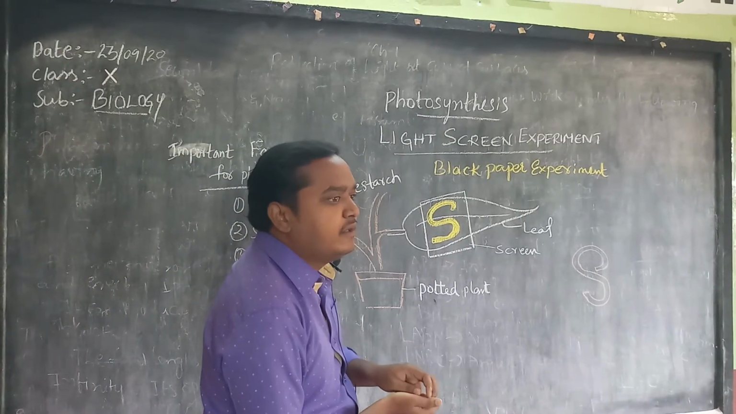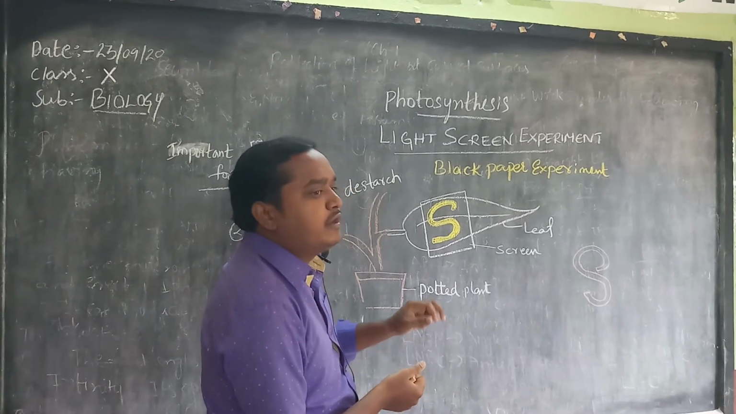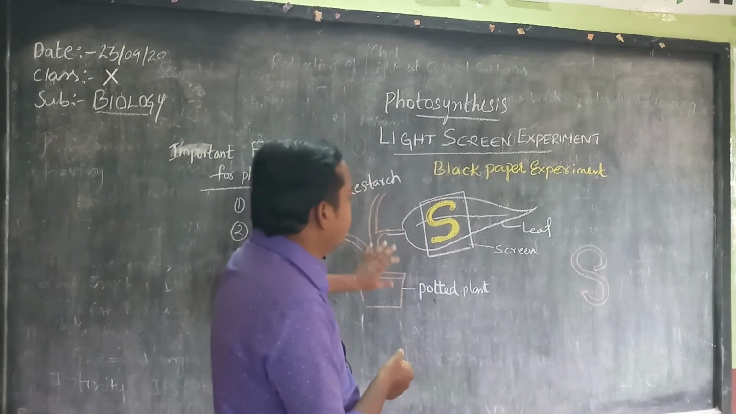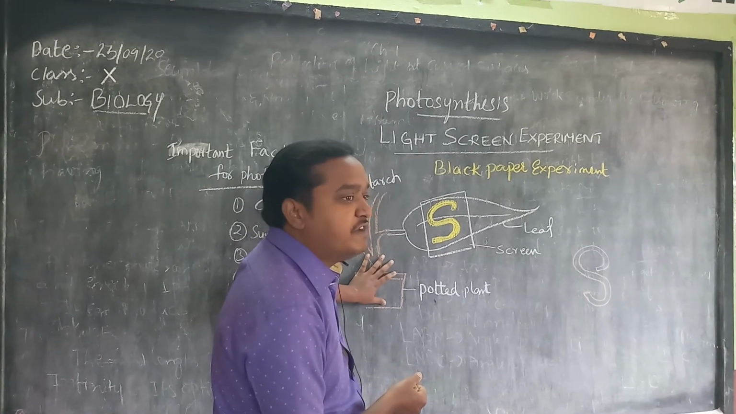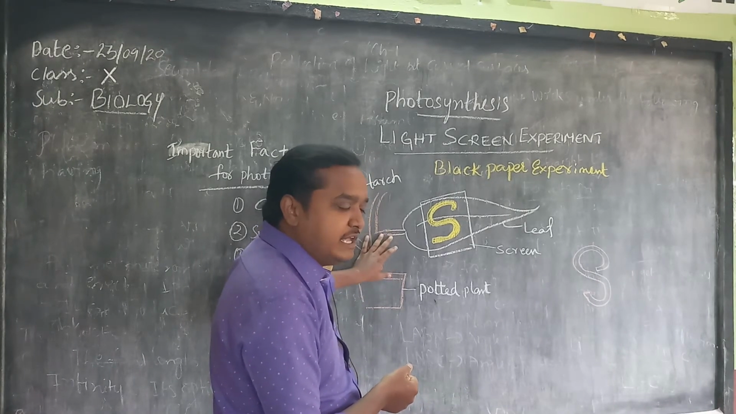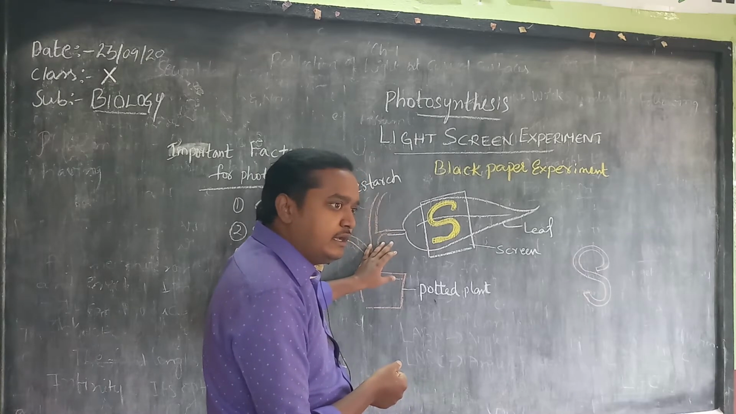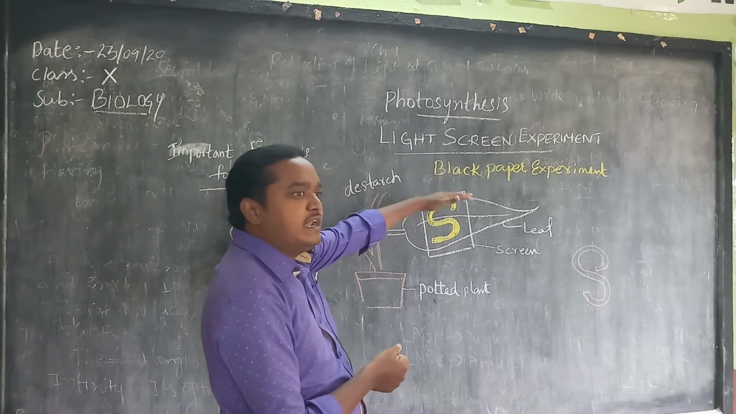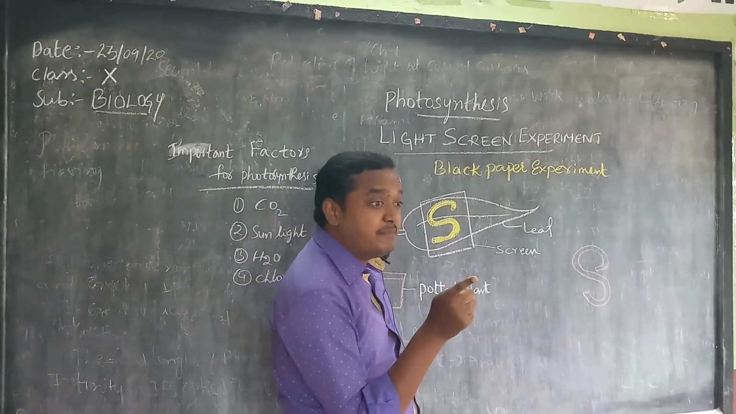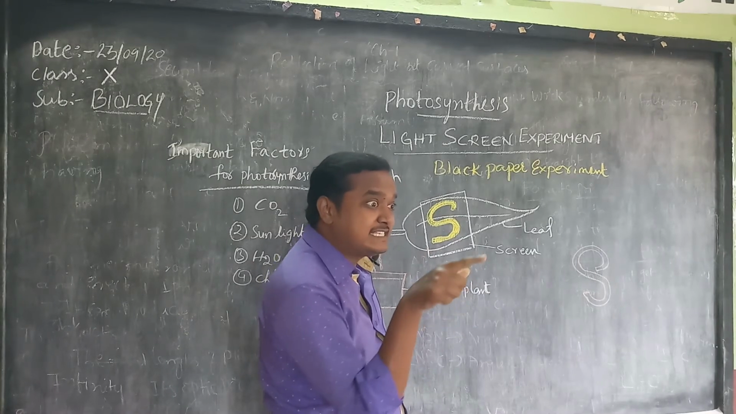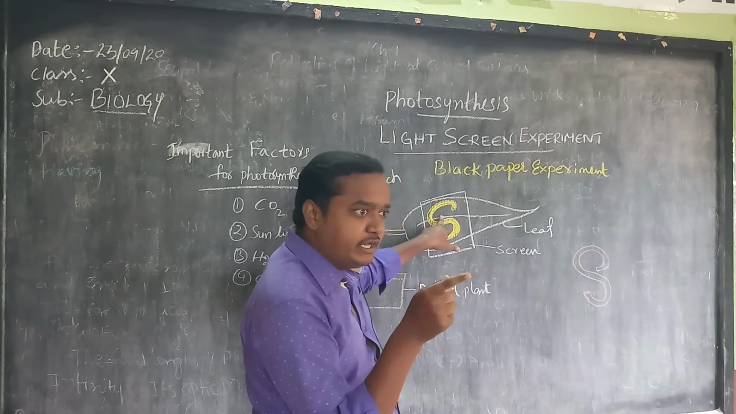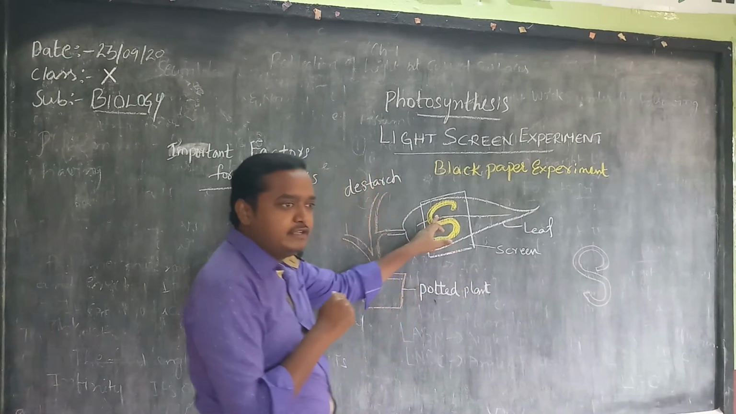Destarching means it should not be allowed to do photosynthetic activity for 24 hours. So you keep this potted plant in a dark room for nearly 24 hours. That is the first step. Then the same potted plant should be taken out, kept in sunlight, and the black paper with the S-shaped cut fixed on it. Got it? Is it clear?